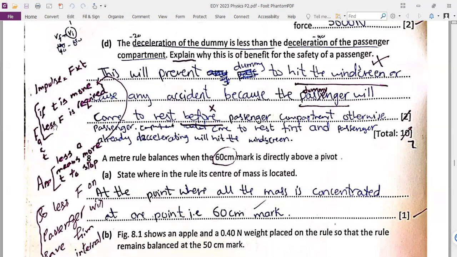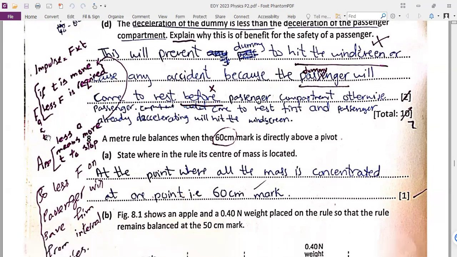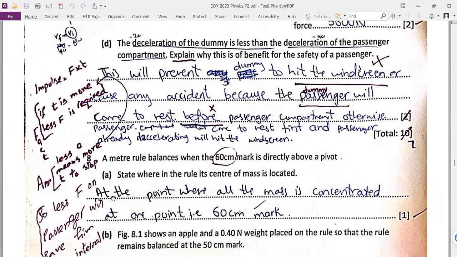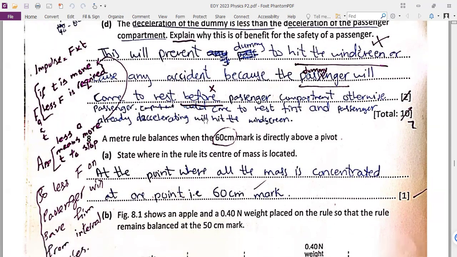If time is more, force is less. This is the fact. The application of the fact: less acceleration means more time, because F equals ma, so more time to stop. So the explanation will be that less force on the passenger saves them from internal injuries. Okay, this is where you get full 2 marks.